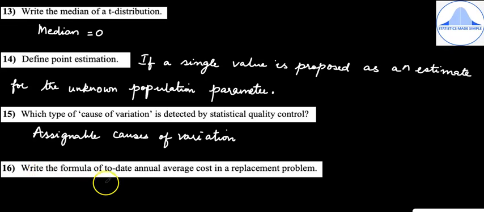16th one, write the formula of to date annual average cost in a replacement problem. So the annual average cost is denoted by AN, which is equal to P minus SN, which is the depreciation cost, plus summation CI, that is the cumulative maintenance cost, divided by N, which stands for the number of years.